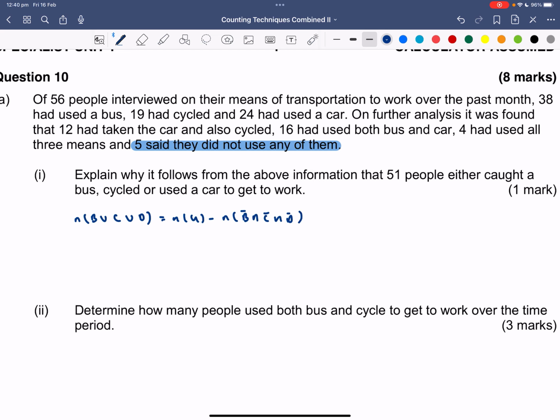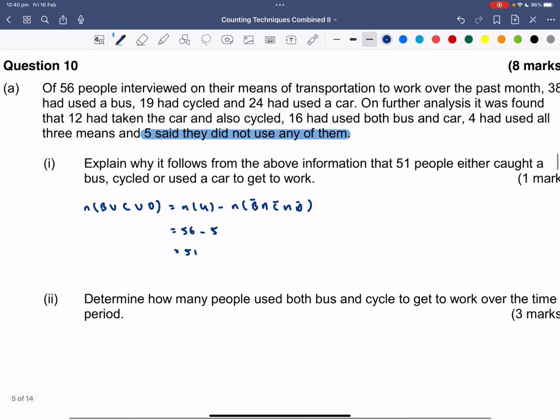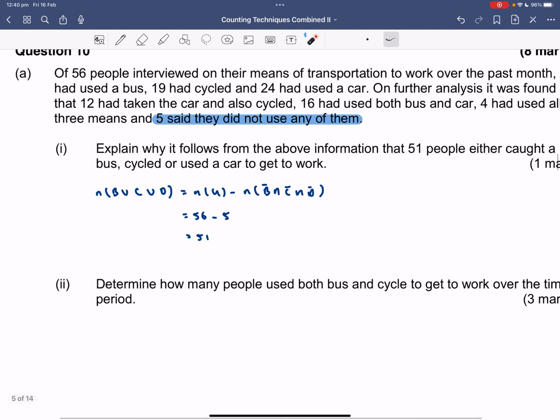It says explain, so I got to give an explanation. So now how many are in the universal set? There are 56 in the universal set. And how many did not do any of them? 5 of them did not do any of them. So that means that the number that did B or C or D is 51. And that explains question number 1.